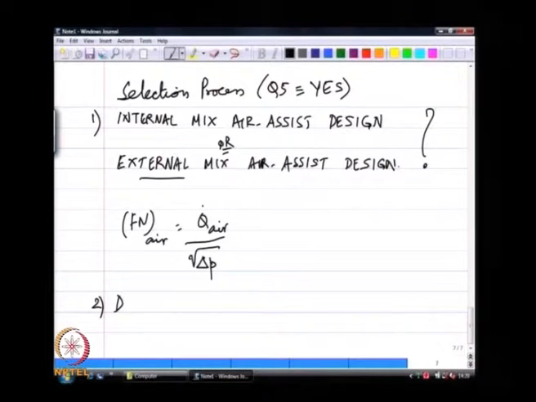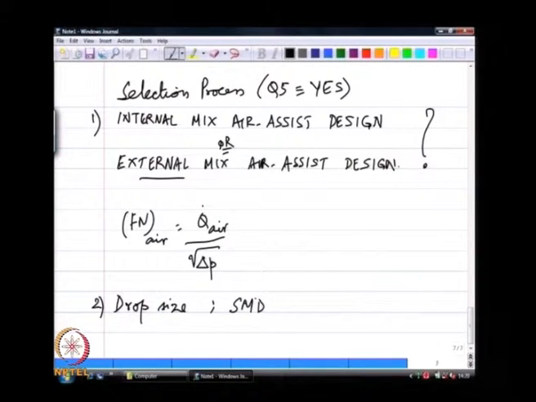Now, drop size. Because you have this additional handle of the air assist in the air assist atomizer, you can go to what are called the Sauter mean diameter correlations. Typically the Sauter mean diameter divided by, let us say, the diameter of the orifice would be given to you in the form of a correlation based on the Weber number and the Ohnesorge number. Okay, we will write down what these are.